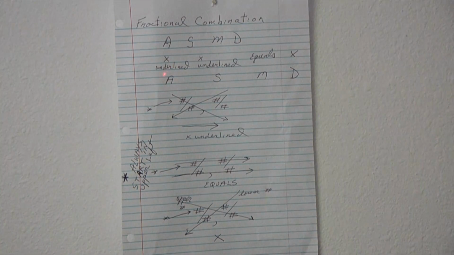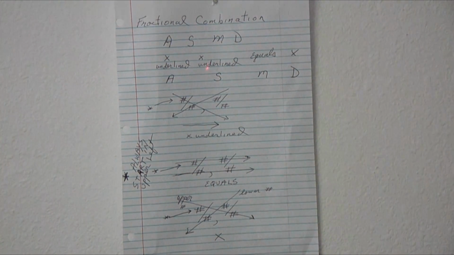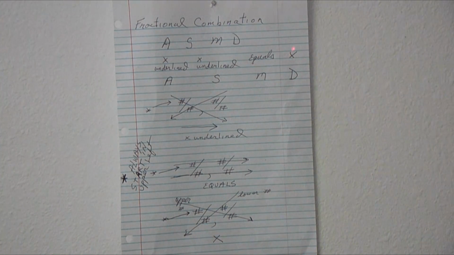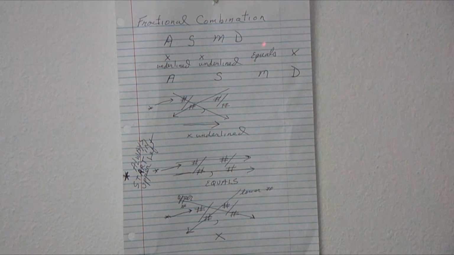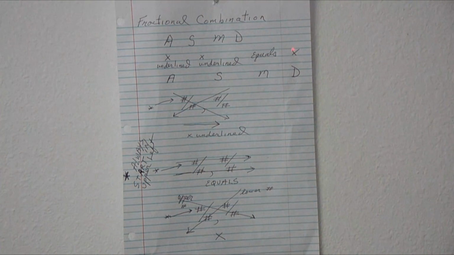Now there's another statement, and it says X underline, equals, X. So what you want to do is you want to get that to memory. X underline, equals, X. What that's saying is the X underline goes for addition. X underline, the second one, is subtraction. Equals is multiplication, and X by itself is divide.